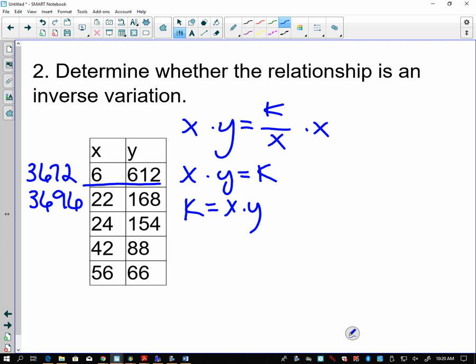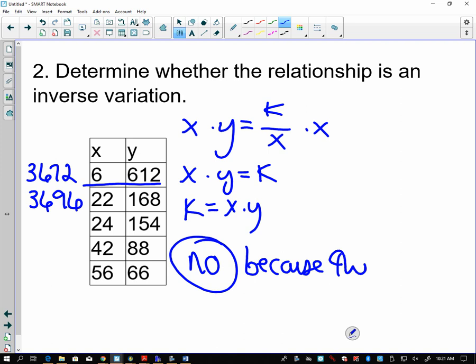All right, can I stop there? Yeah. Now, if that had turned out to be 3,672, I would have had to keep going until I found something. Either I found out that they were all 3,672, or I found one that wasn't. So long as there's one that doesn't match something else, is this an inverse variation? No. Okay, so we're looking at this and saying, no, not an inverse variation. And if I'm going to write a reason for Mr. Wilcox, who's grading my paper, I'm going to say, because there is no, what? What do I not have? I don't have a constant.